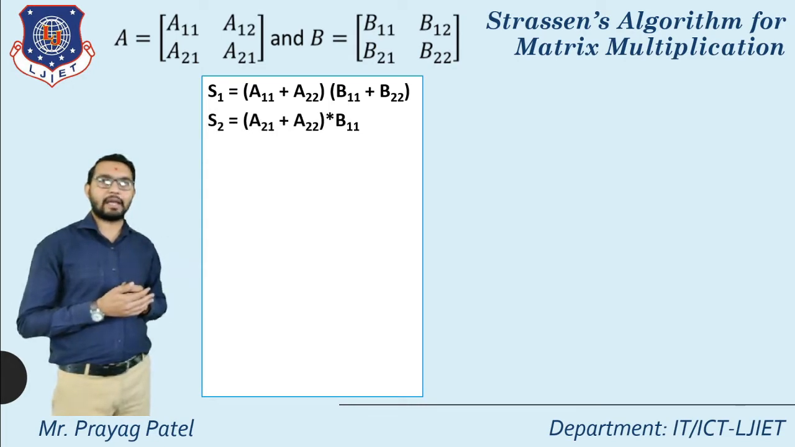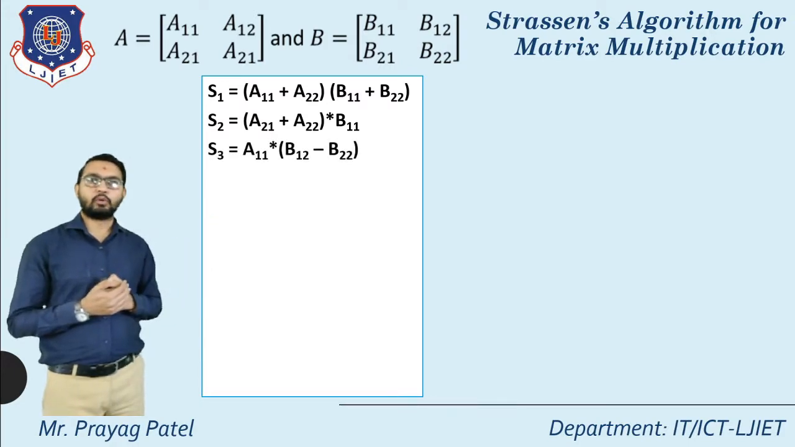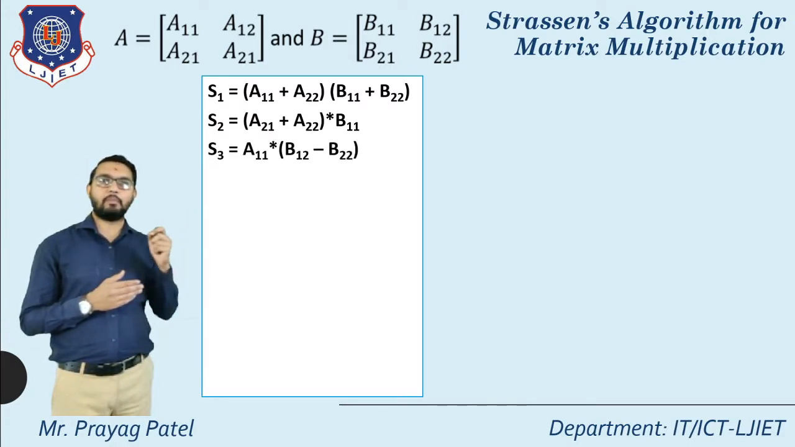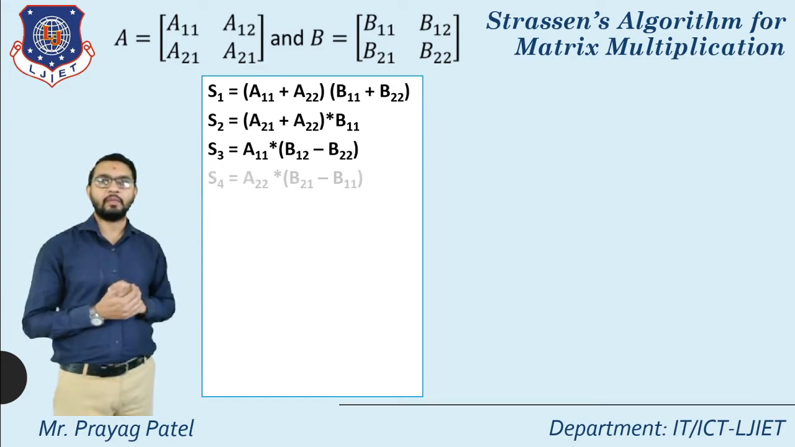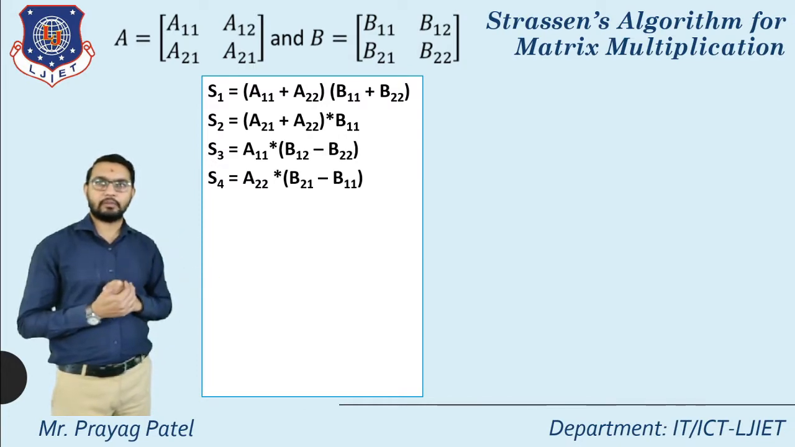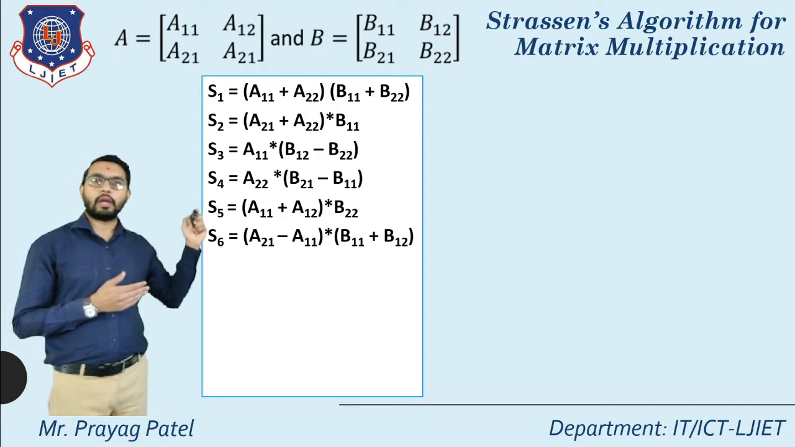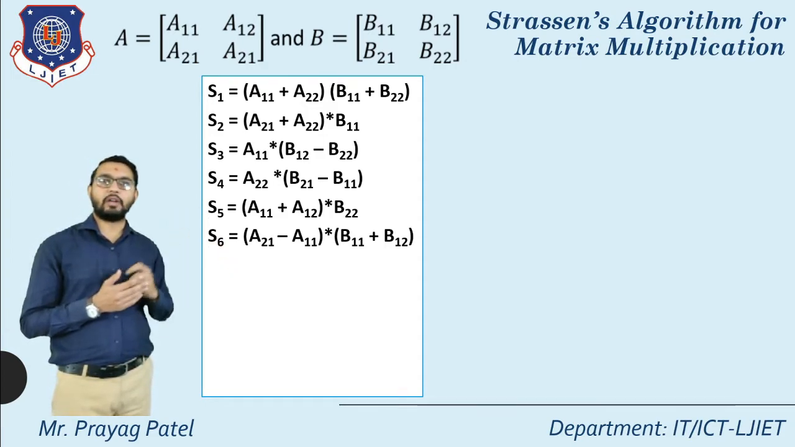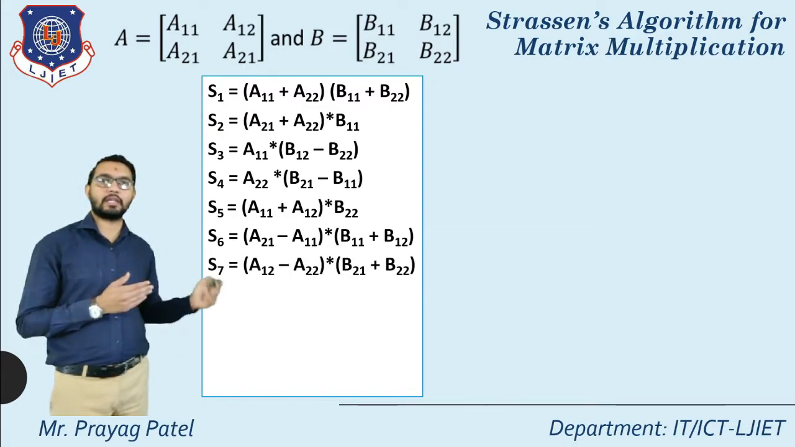Now the second equation, S2 equals (A21 plus A22) multiplied with B11. Now the third, S3 equals A11 multiplied by (B12 minus B22). So first perform the subtraction, then multiply. Now S4 equals A22 times (B21 minus B11). S5 equals (A11 plus A12) multiplied by B22. S6 equals (A21 minus A11) multiplied by (B11 plus B12). S7 equals (A12 minus A22) multiplied by (B21 plus B22).